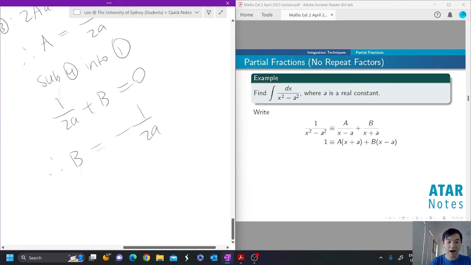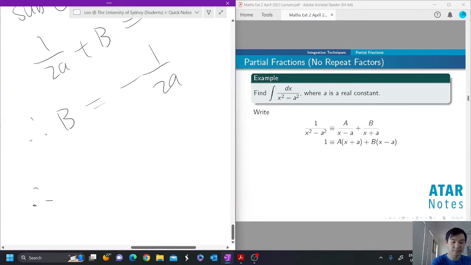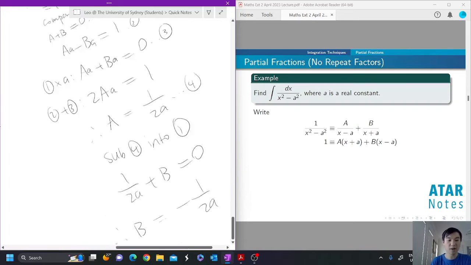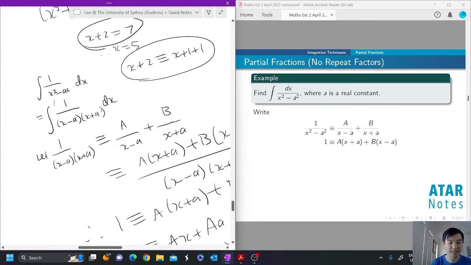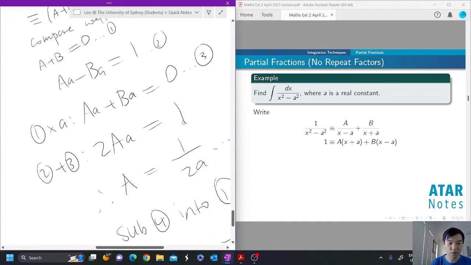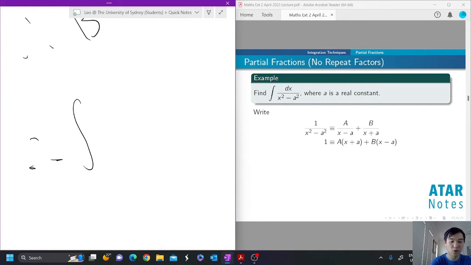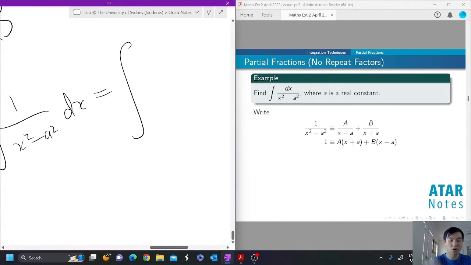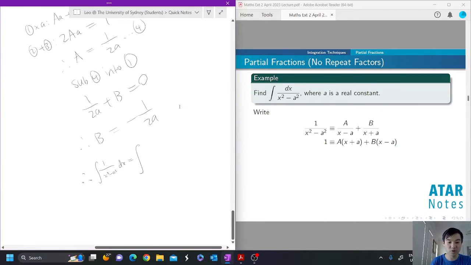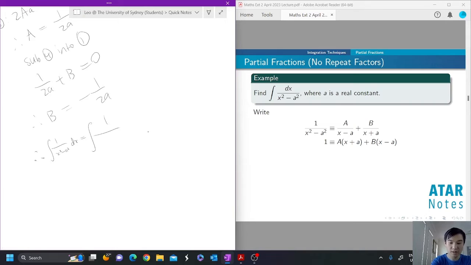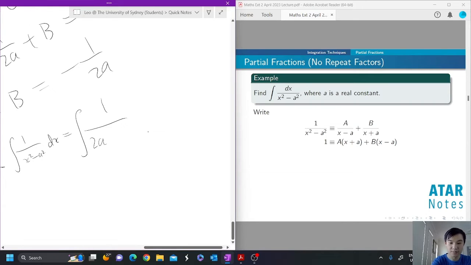So therefore, remember, we let this entire fraction inside the integral be equal to this thing. So therefore, we know that the integral of 1 over x squared minus a squared is the same thing as the integral of the coefficient. We said a is 1 over 2a. So this will be 1 over 2a times (x minus a), and plus b is minus, so it'll be minus 1 over 2a times (x plus a), like that.